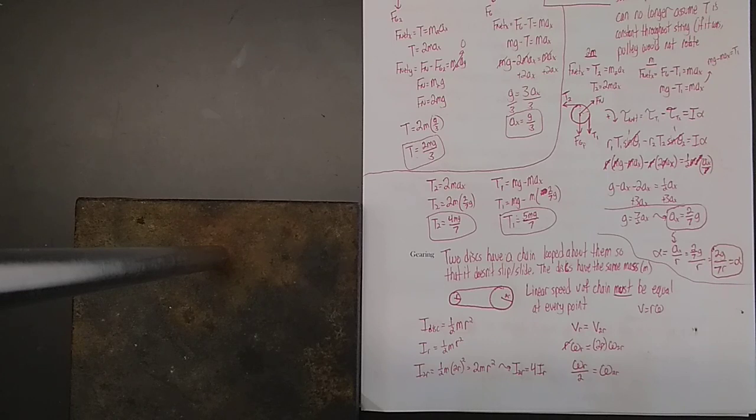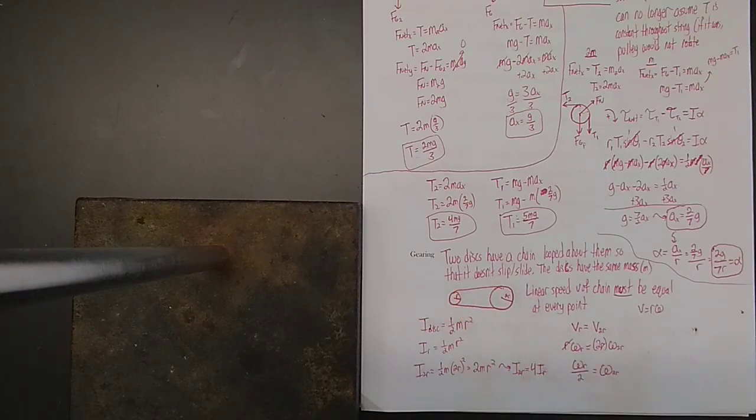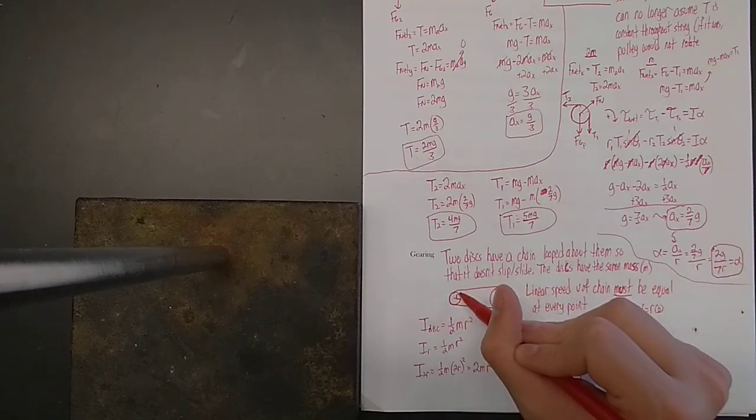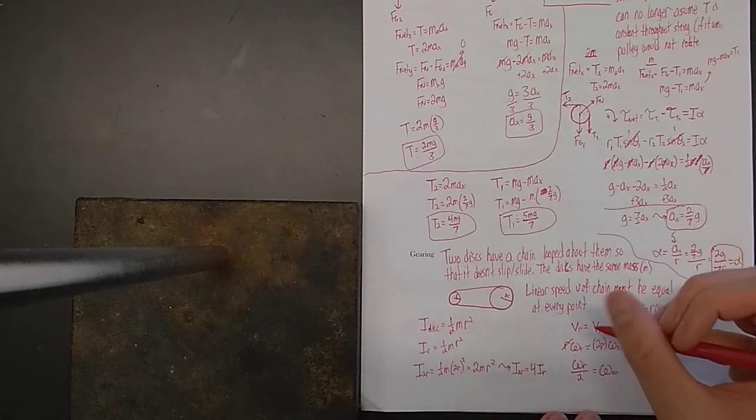And that kind of makes sense, doesn't it? If all points on the chain are moving at the same speed, then the smaller disk is going to turn a lot quicker. The bigger disk doesn't need to turn as fast in order to move at the same rate. So the angular speed of the bigger one is slower, the angular speed of the smaller one is faster. Okay, and the relationship is expressed right here.